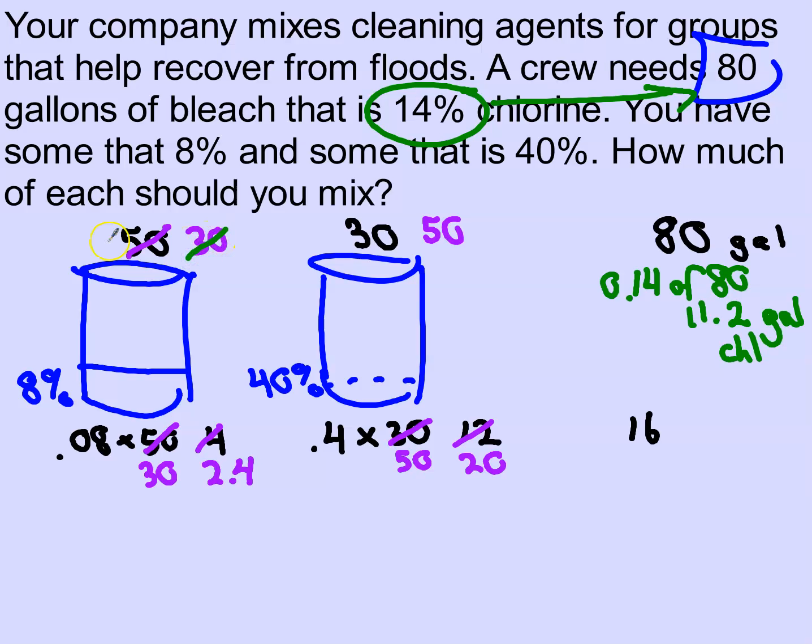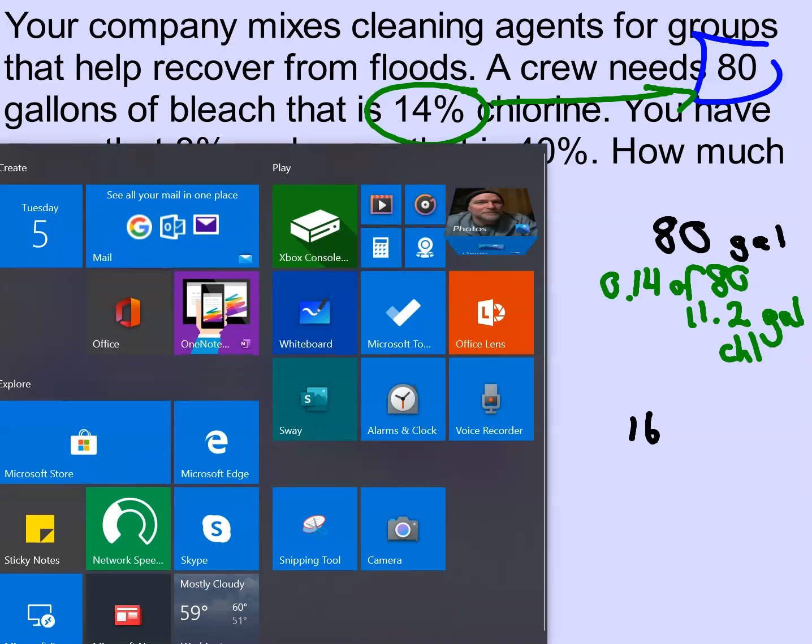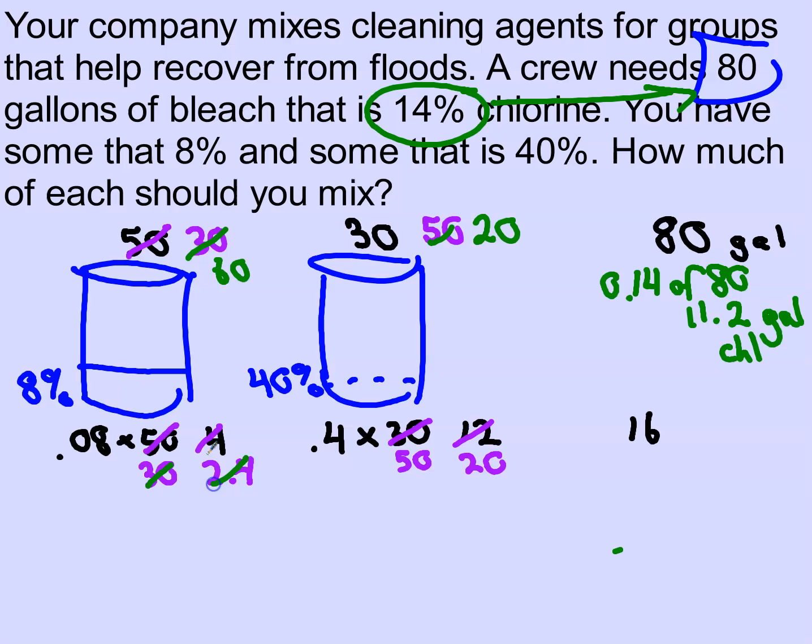So let's do this. Let's go back up and make this one 60. Okay, and this one just 20. Well, that's still 80 gallons, so we're good there. Now, instead of calculating 8% of 30 or 8% of 50 like we did before, now we're finding 8% of 60. Okay, well, that's 4.8.